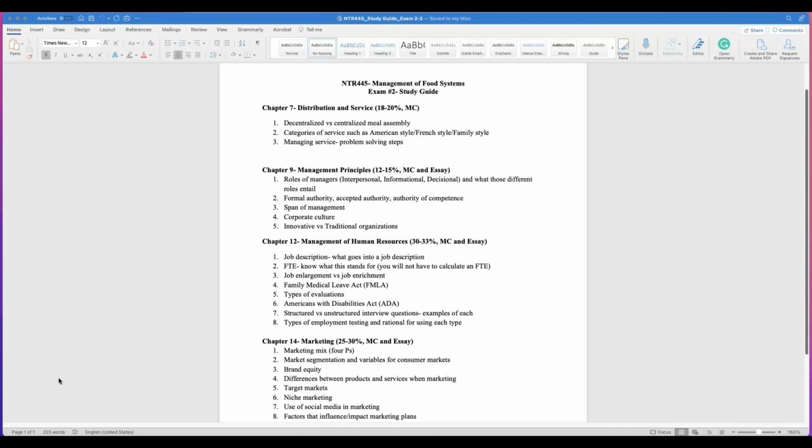Last is chapter 14, marketing. You have both multiple choice and essay. Marketing mix, know your 4 Ps. There is a slide specifically listing these. Be able to identify and define market segmentation, and different variables that you look at for different consumer markets and how you break those markets apart.